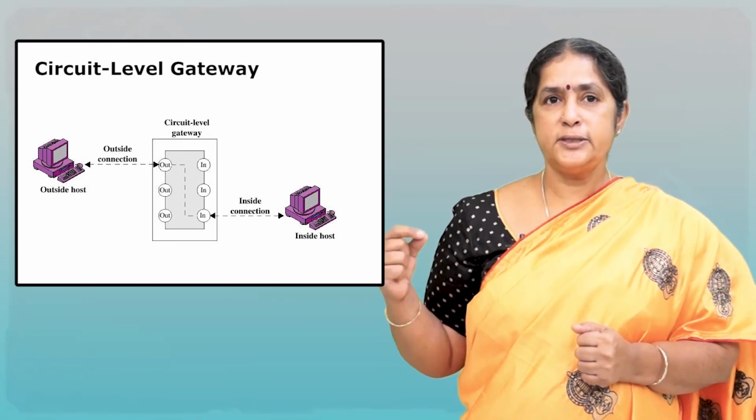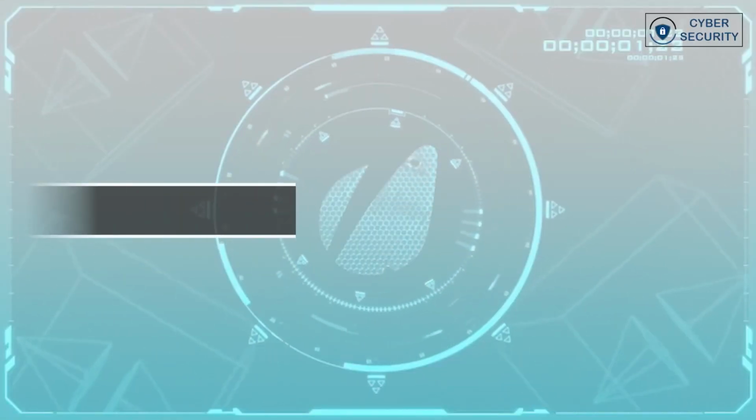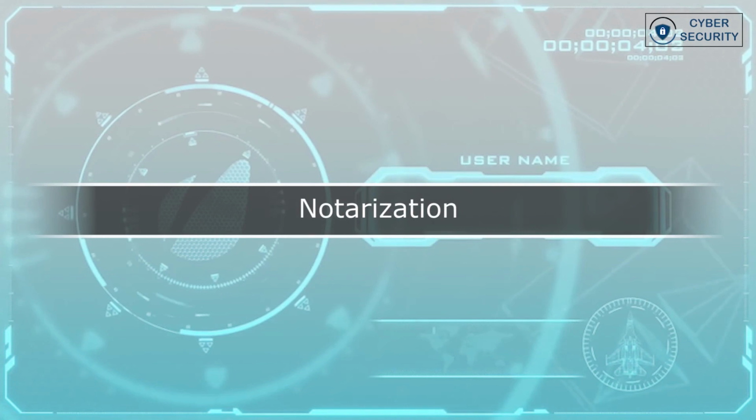Finally, there is another mechanism called notarization. Notarization means selecting a trusted third party to control the communication between the two entities. The receiver can involve a trusted third party to store the sender's request in order to prevent the sender from later denying that the sender had made a request.